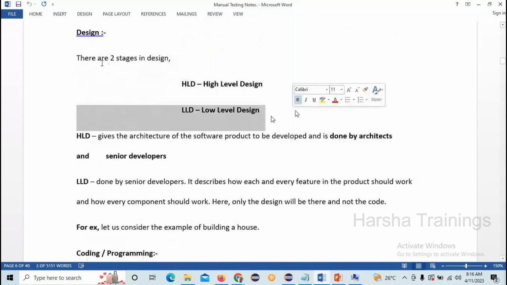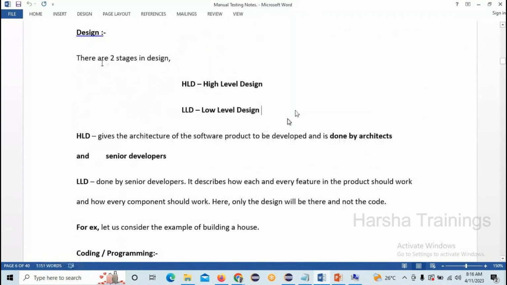I already told you in the previous class, during the demonstration, what is meant by high level design and what is meant by low level design. High level design is done by the architects and senior developers. For example, take an apartment: initially, in a high level design, they will show how the elevation of that apartment looks. In low level design, they will provide the measurements of the rooms, the bedrooms, the hall, the washrooms, the kitchen, the balcony. All the measurements will be given by the low level design.